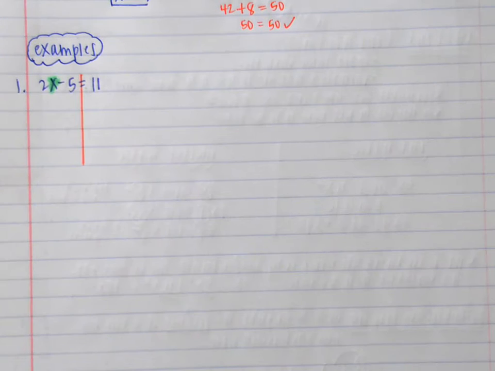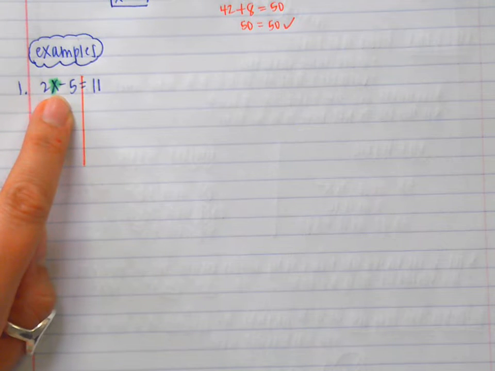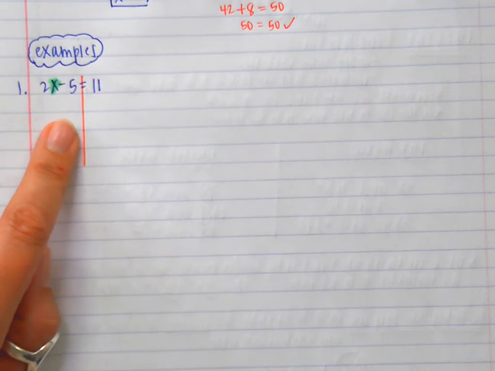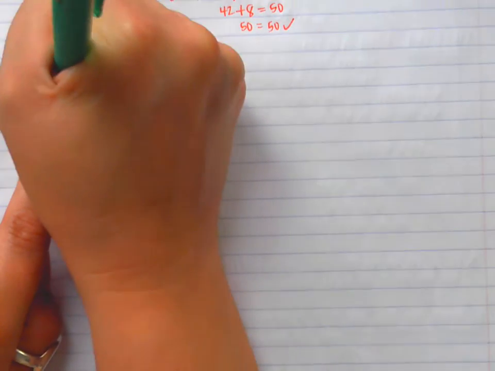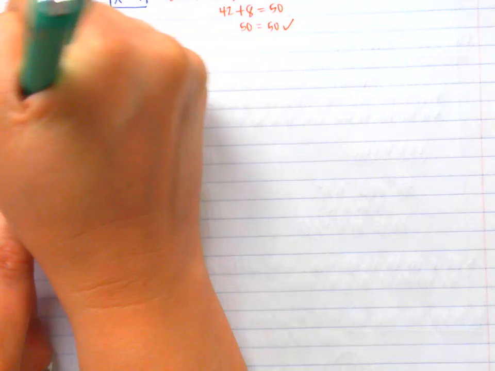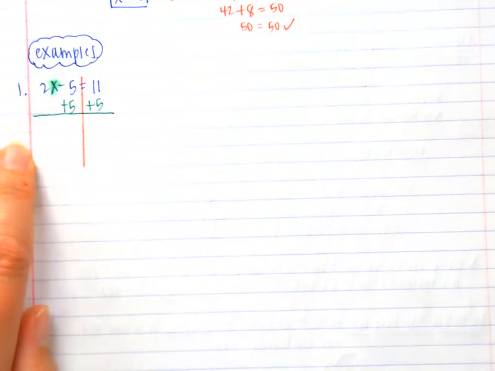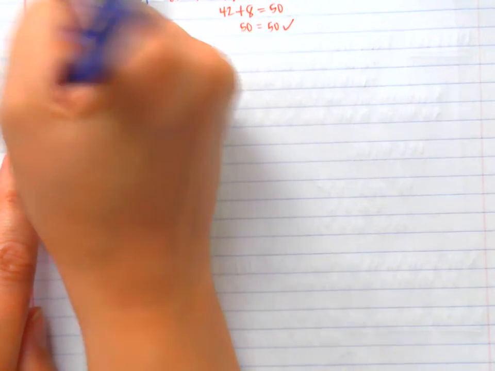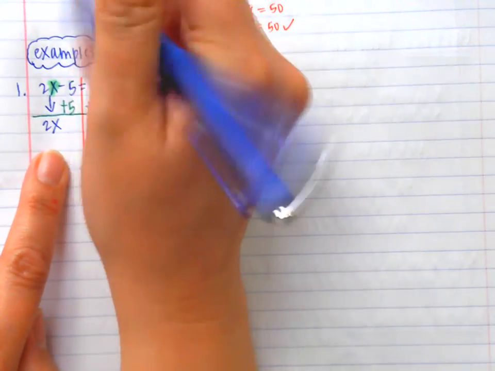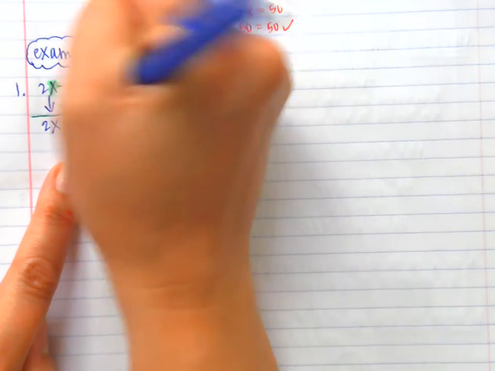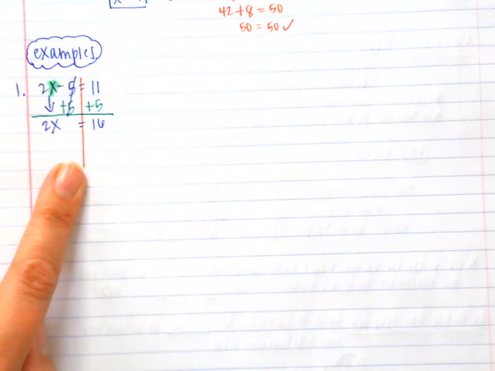Okay, so just like above, my first step is to undo any addition or subtraction that we have on the same side as the variable. I have a minus 5 over here, so I want to undo that. Remember, the opposite of subtracting is adding. So I'm going to add 5 to both sides of the equation. So that 2x is going to come down. Negative 5 plus 5 is 0, which is what we wanted. And then 11 plus 5 is 16.